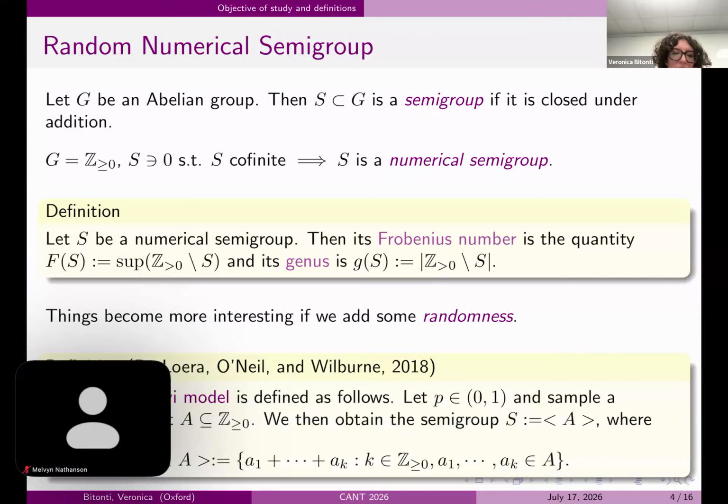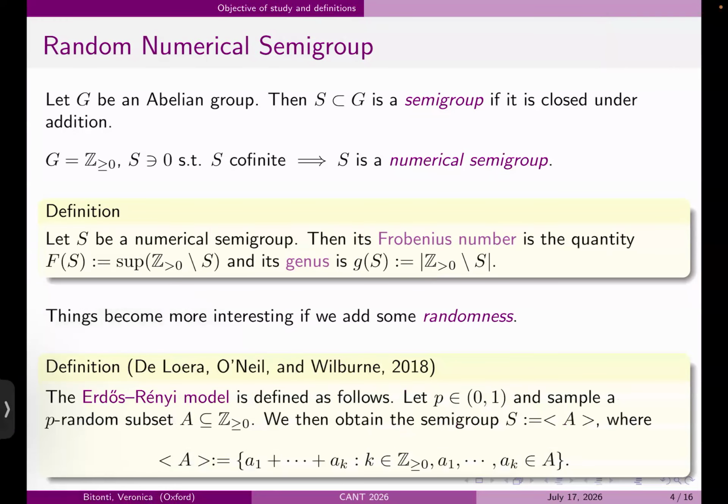This was exactly what Delgado, O'Neill, and Wilburn did in 2018 by defining the Erdős-Rényi model of a numerical semigroup. So as usual, they picked their probability p and they sampled a p-random subset from the positive integers. And how did they do that? As one would expect, by picking positive integers with probability p and independently. And then they obtain a semigroup by closing it under addition.